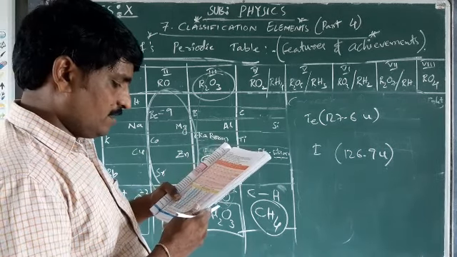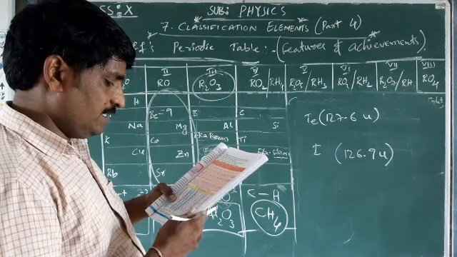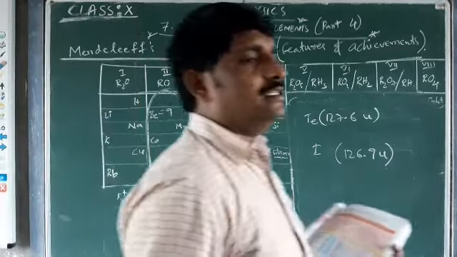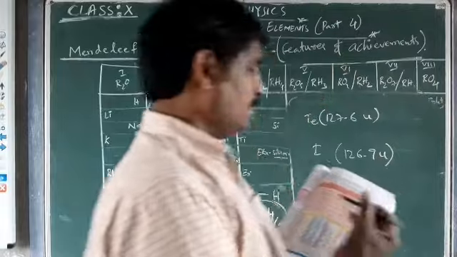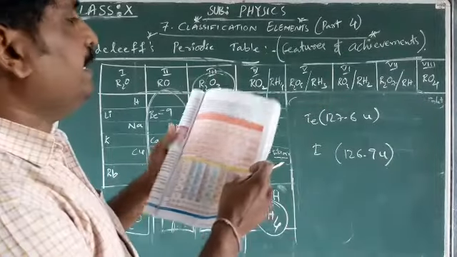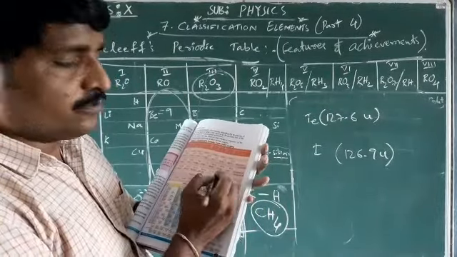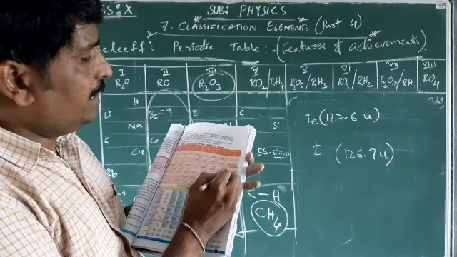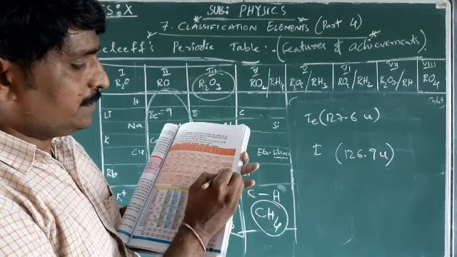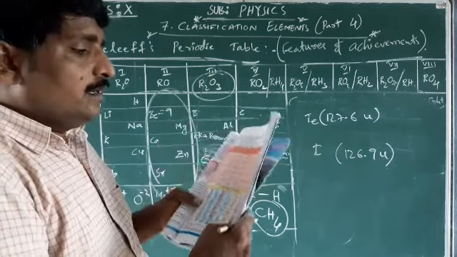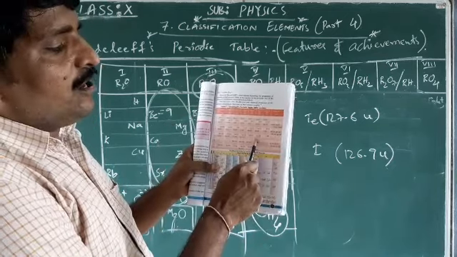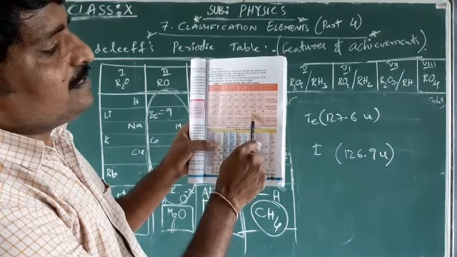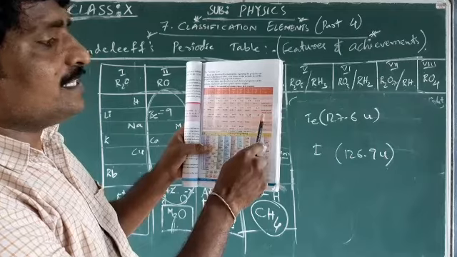It has been printed wrongly here actually. You have to change this to this. See, you have to change tellurium to 127.6 and iodine to 126.9. Okay. See, there is a difference. Tellurium comes before iodine, where the atomic weight 127 is coming first and 126 later.